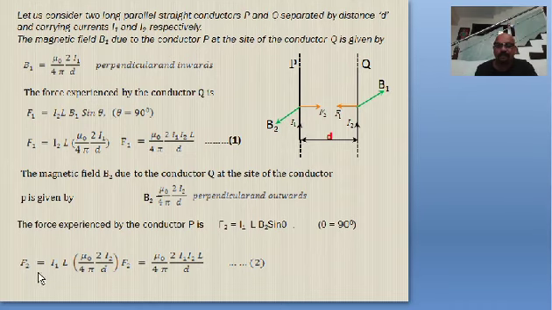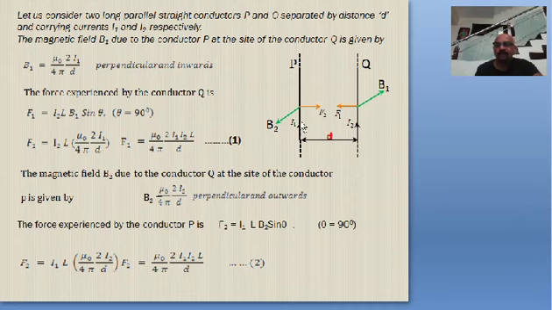F2, same formula, F2 is equal to I1 L B. Theta here again is equal to 90. Theta means the angle between B2 and the conductor P, and that is equal to 90 degrees. So therefore the magnetic field is mu naught by 4 pi, 2 I2 divided by D, and the force F2 is equal to I1, because the current is I1, L B2 sin theta, theta is 90. So F2, if you simplify, substitute, you will get the same equation. F2 is equal to mu naught by 4 pi, 2 I1 I2 divided by D into L.